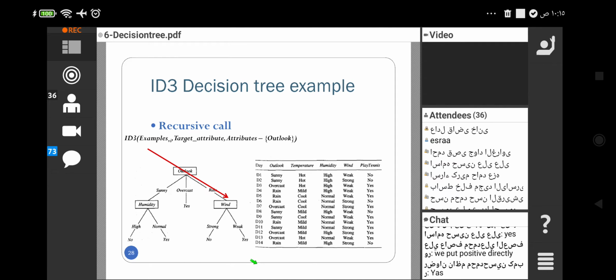So all of the tree is finished, and you see here what we did in building the tree and what happened. If you have any questions, please ask me.